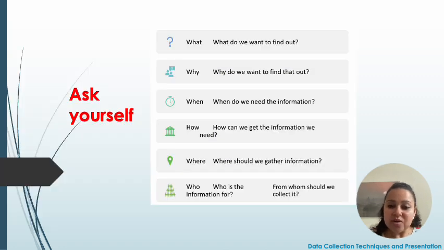So we need to ask ourselves, what do we want to find out and why do we want to find that out, when we need this information, and how we get the information we need, where should we gather this information, and who is our source of information, and for whom we should collect this information, and for whom we will give this information at the end.